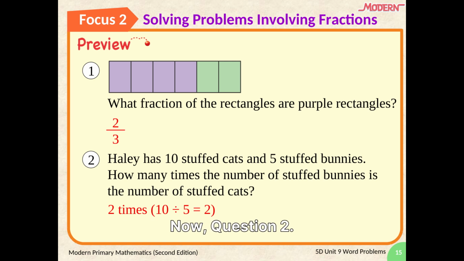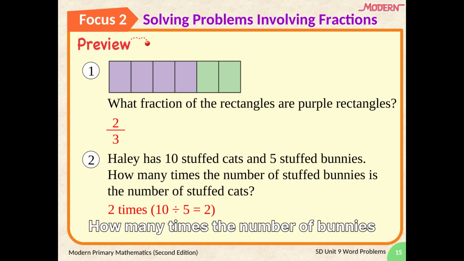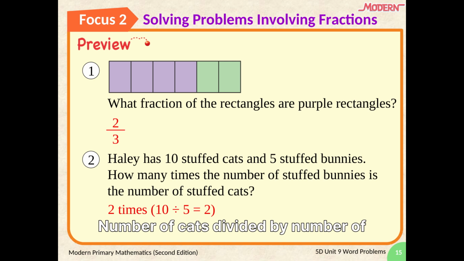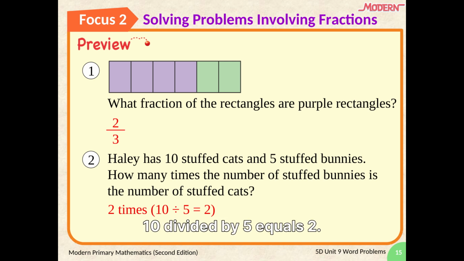Perfect. Now, question 2. Haley has 10 cats and 5 bunnies. How many times the number of bunnies is the number of cats? This is comparing. Number of cats divided by number of bunnies. 10 divided by 5 equals 2. So, she has twice as many cats as bunnies.